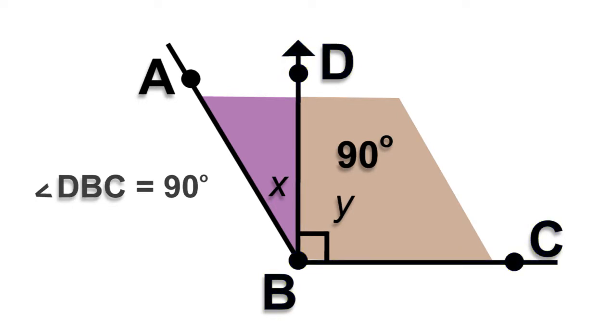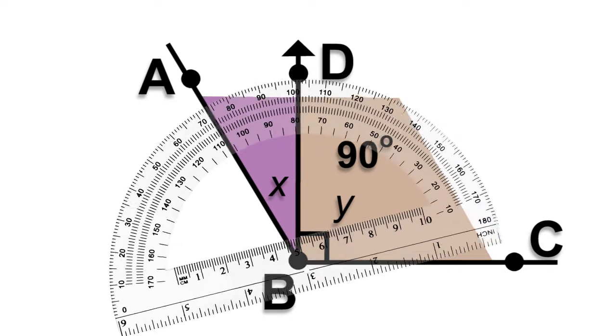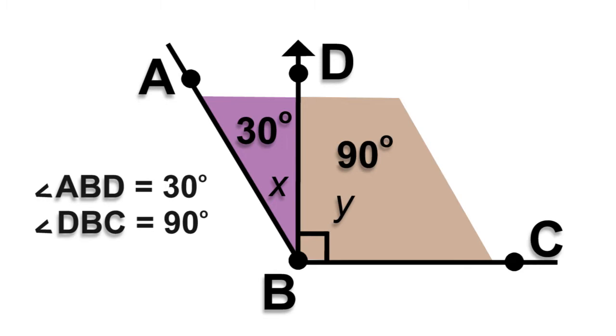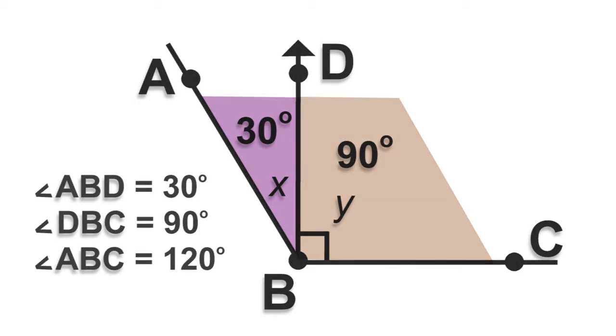Last, let's measure the acute angle. Using a protractor, we can see that angle ABD, or the measure of angle X, is 30 degrees. When we add the two measures together, we have angle ABD plus angle DBC, and together they equal the total measure for angle ABC. We can read the equation to represent the angles as 30 degrees plus 90 degrees equals 120 degrees.